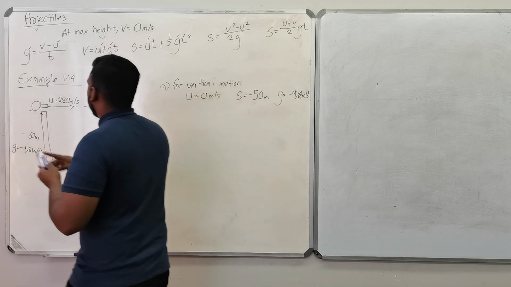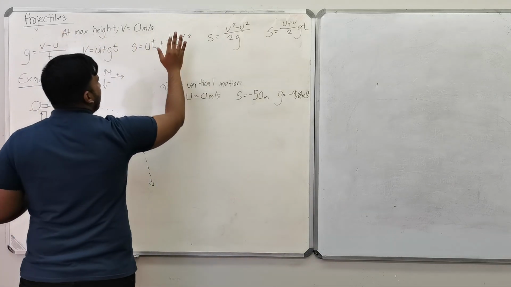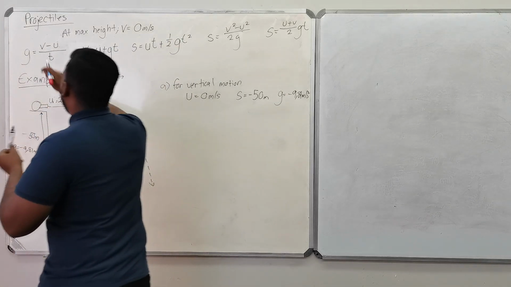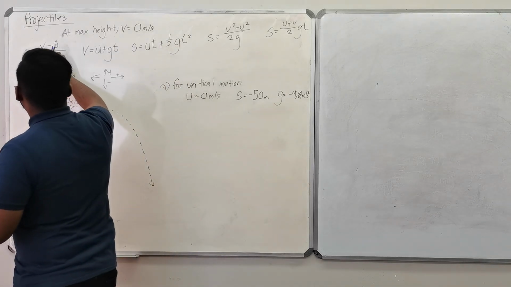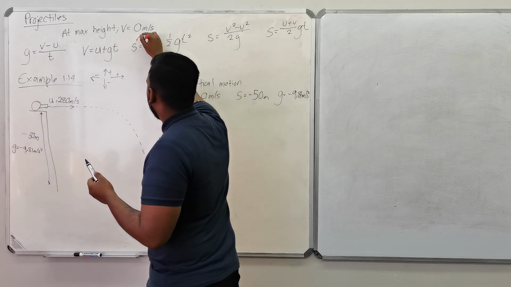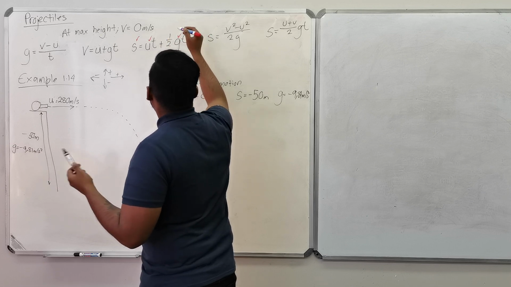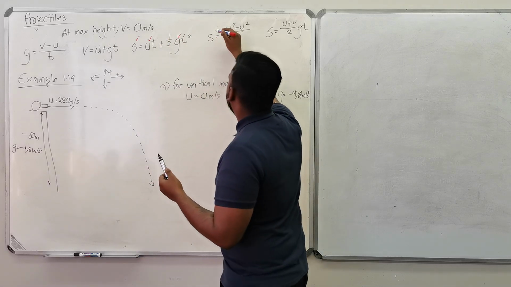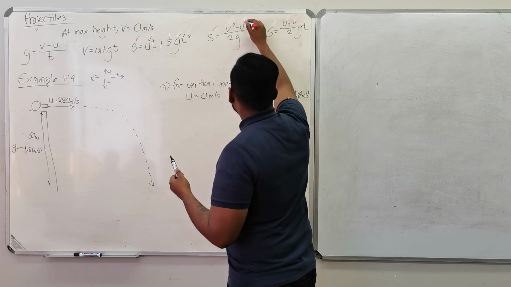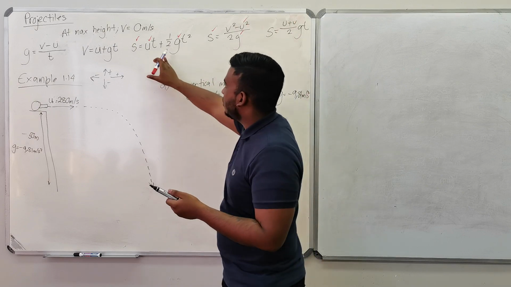Now can we solve it? Yes. Do we know final velocity? No. We can't solve that. Do we know displacement? Yes. Do we know initial velocity? Yes. Do we know time? That's what I'm trying to work on. Gravity? Yes. So the only formula we can use is that one.